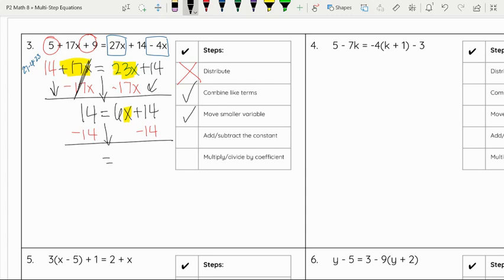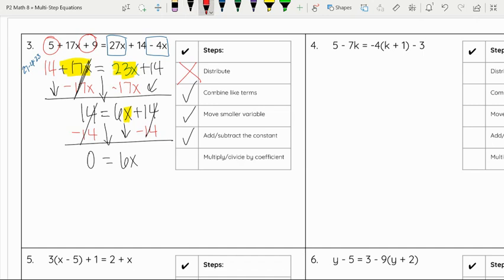Let's bring down our equal sign, bring down 6x. On this side, 14 minus 14 is 0, so I can cross it out. I don't have to put a 0 here because I have 6x on this side. But on this side, when they cross out, since I have nothing left, I have to put a 0. Okay, step 4 is done.